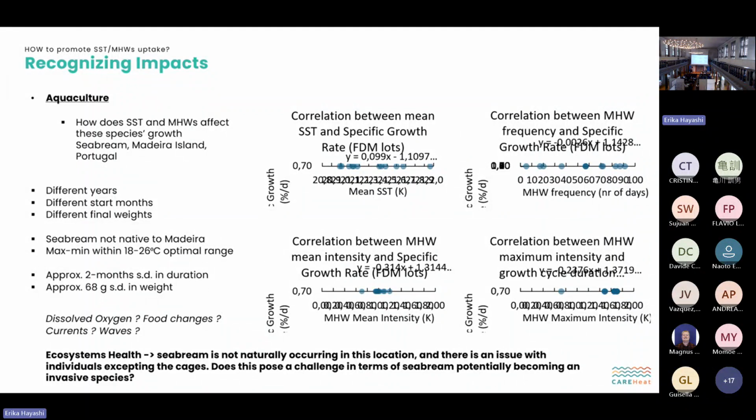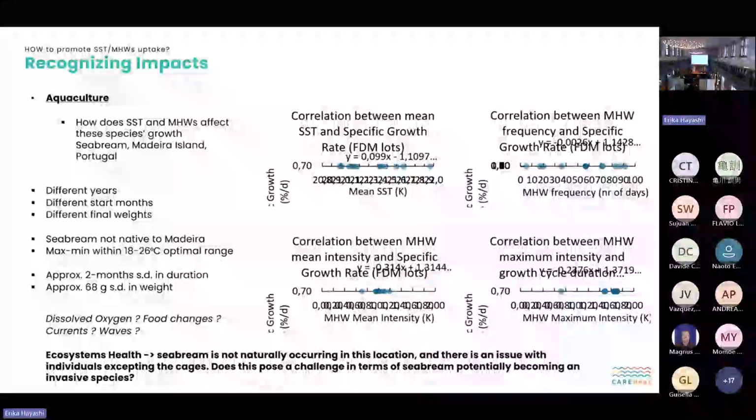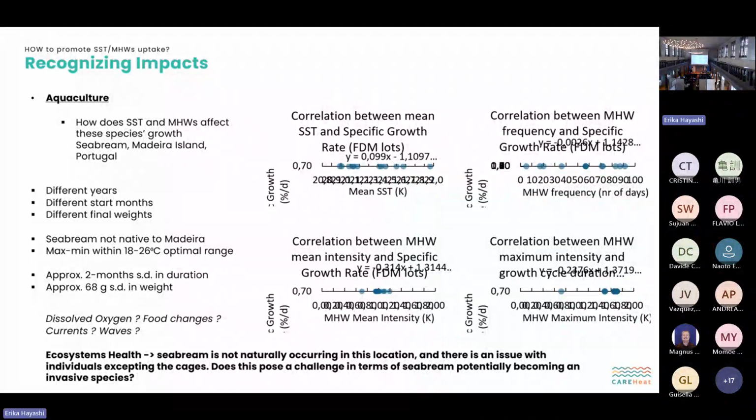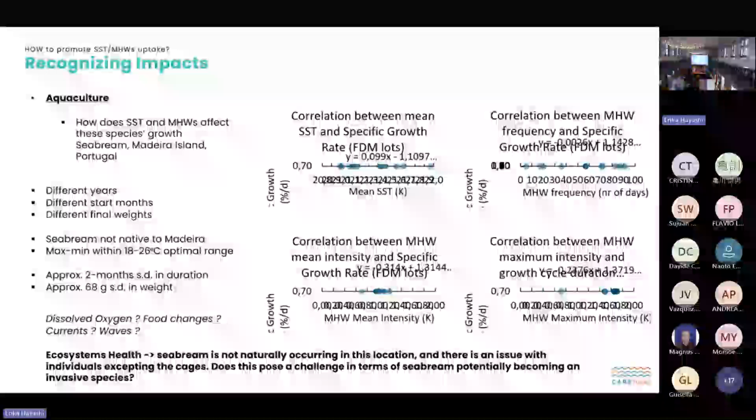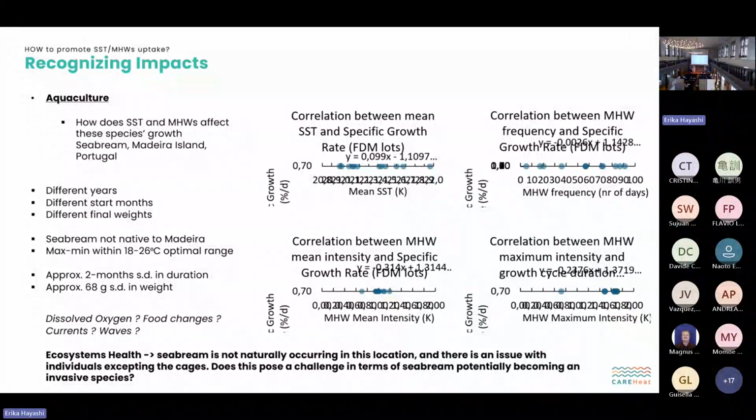So what we saw is that even though the sea bream stakeholders were expecting a positive influence of marine heat waves, because they say when temperatures are warmer in Madeira, the sea bream grows faster, statistically, what we found was the other way around. Indeed, when sea surface temperatures are greater, the fish grows faster, but marine heat waves are a deviation from the climatology in the 90th percentile, which means that sea surface temperatures are abnormally warm, but it can happen in winter.